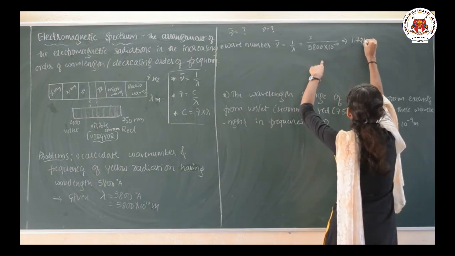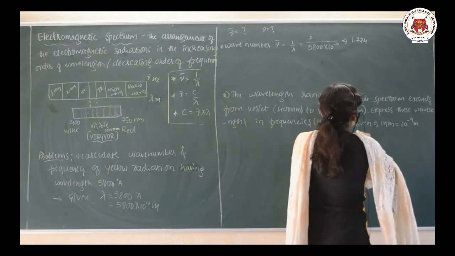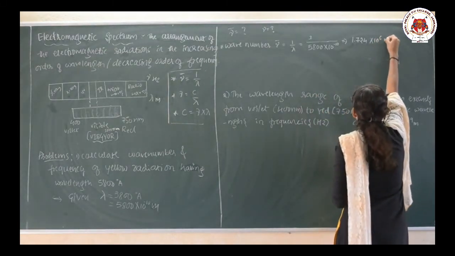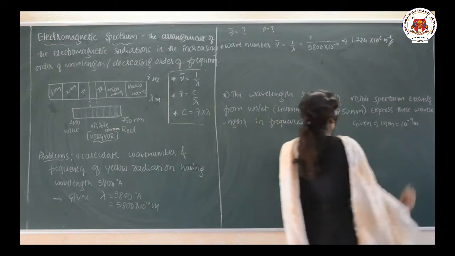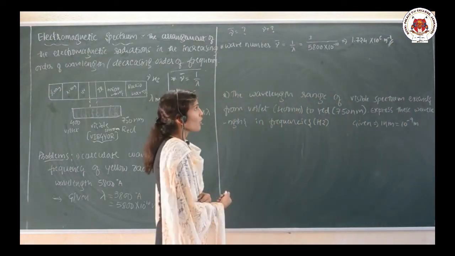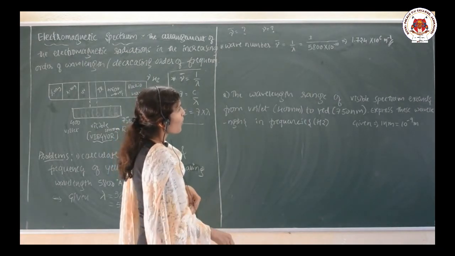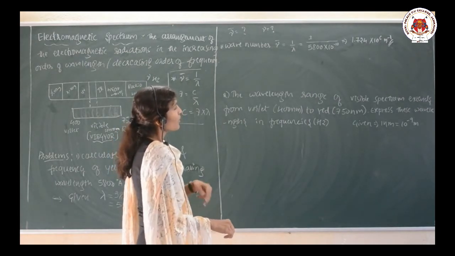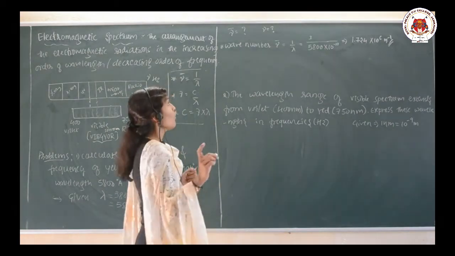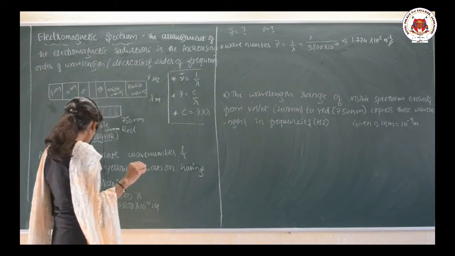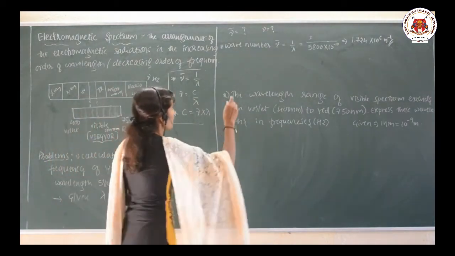at around 1.724 into 10 to the power 6 per meter. If you calculate that, it will be at around 1.724 into 10 to the power 6 per meter, which is the wave number. Clear? So, let us discuss one more thing they have asked, that is frequency.